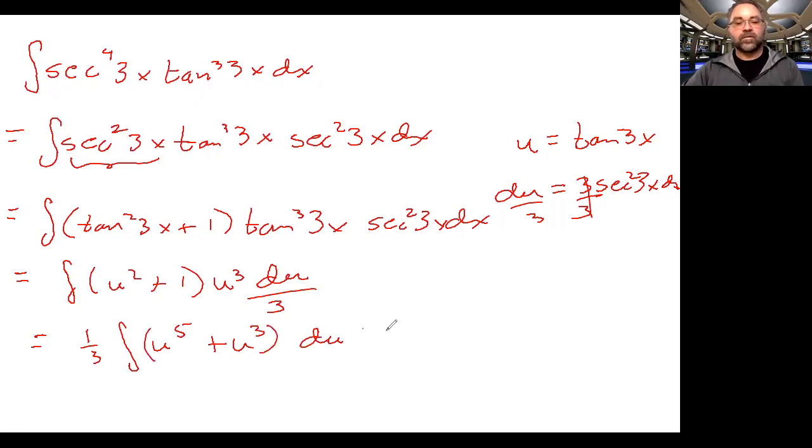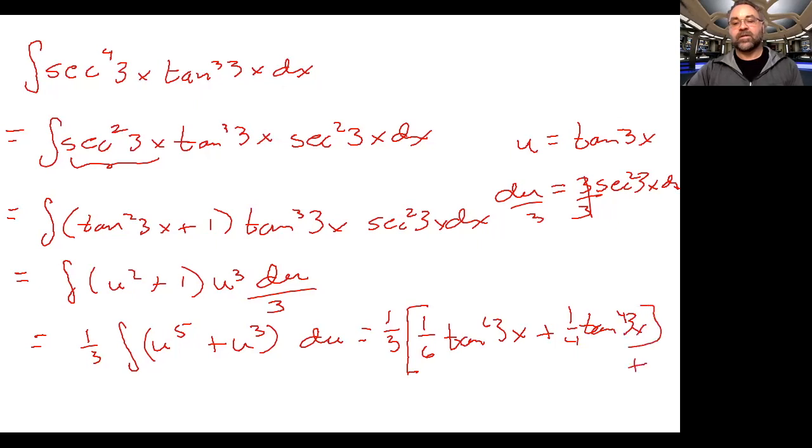Well, 1/3 u to the 5th is going to be 1/6 u to the 6th when we integrate it. And since u is tangent of 3x, I'm going to put 1/6 tangent to the 6th of 3x plus 1/4 of u to the 4th. So that's tangent to the 4th of 3x plus c. And there we go.